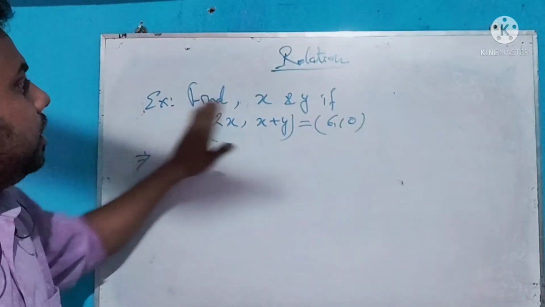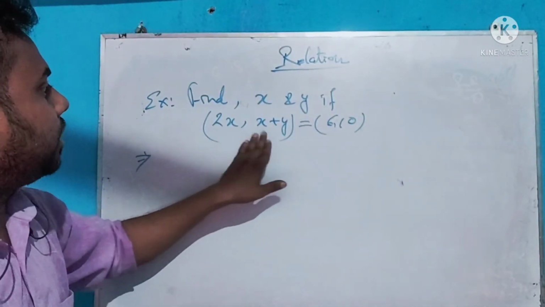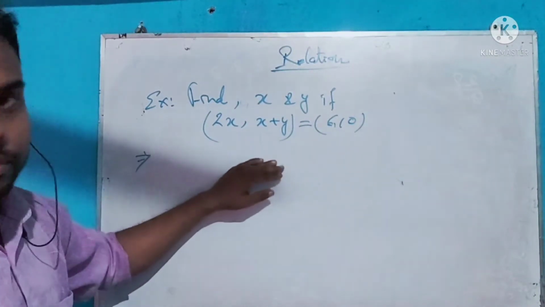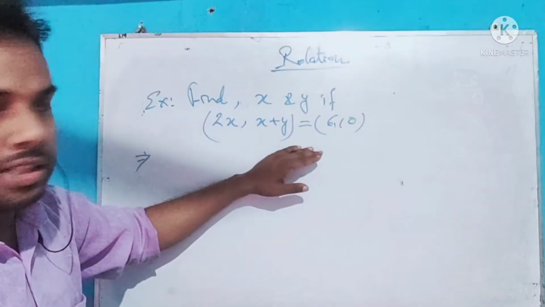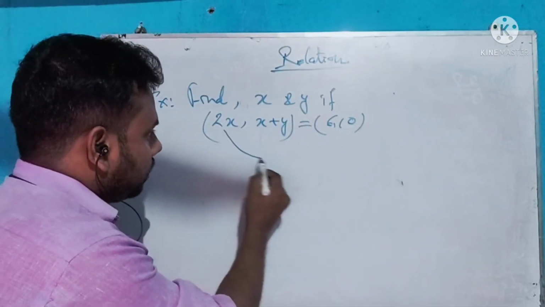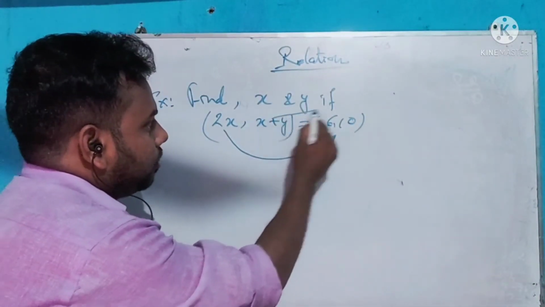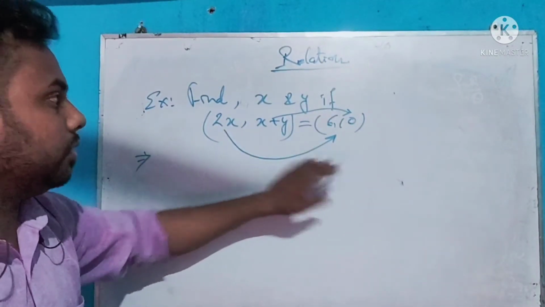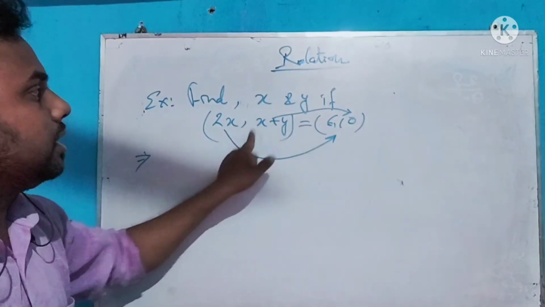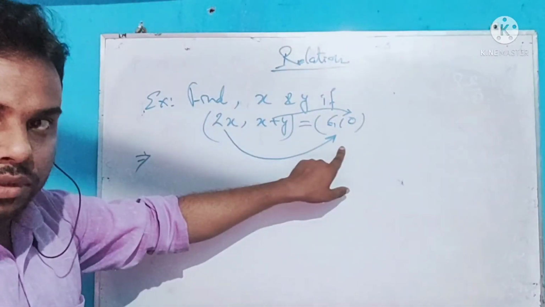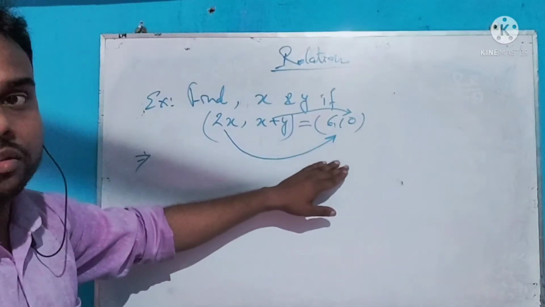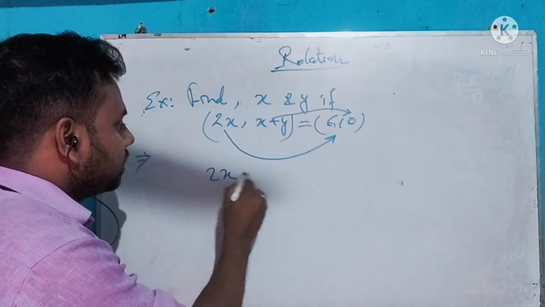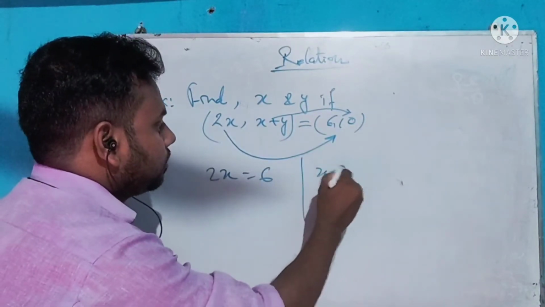So here: find x and y if (2x, x plus y) is equal to (6, 10). This is an ordered pair, and when ordered pairs are equal, their corresponding elements are equal. An equal sign is given, so these two ordered pairs are equal. That means the corresponding elements are also equal.